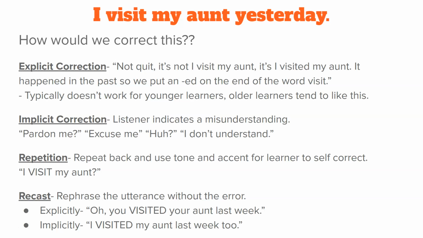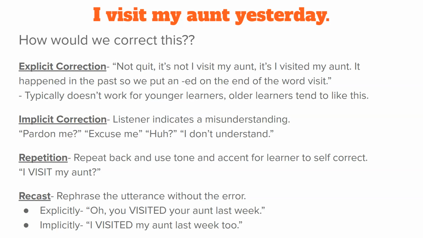Okay, so you want to give them some type of indication so that they can start working on self-correcting it. So you might say, pardon me, or I didn't understand. And then that cues the learner to start trying to self-correct, start trying to process where their error was and how they can fix it. Repetition would be to repeat back, and you would use a tone to cue the learner to start to self-correct. So you would say, I visit my aunt. And so when you say visit in that way, the learner starts to think, oh, something was wrong with the way I said that. How can I fix it?